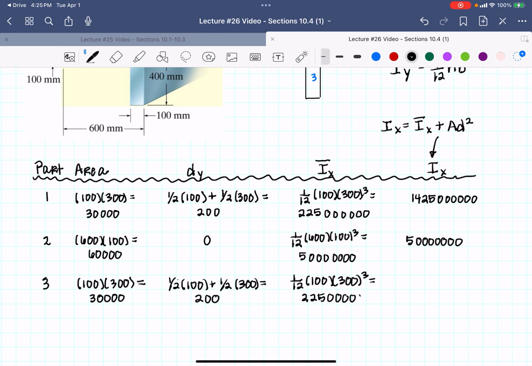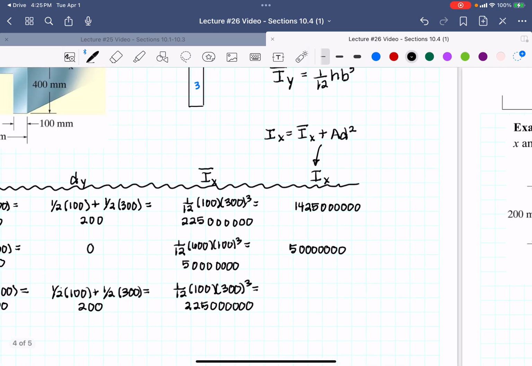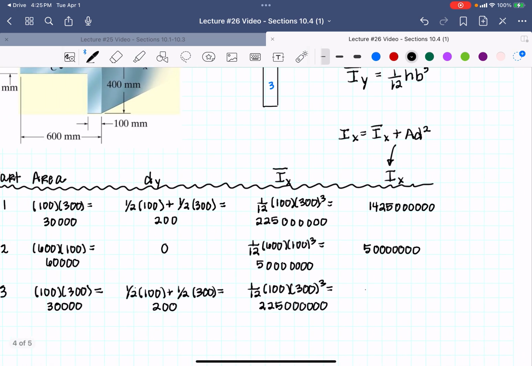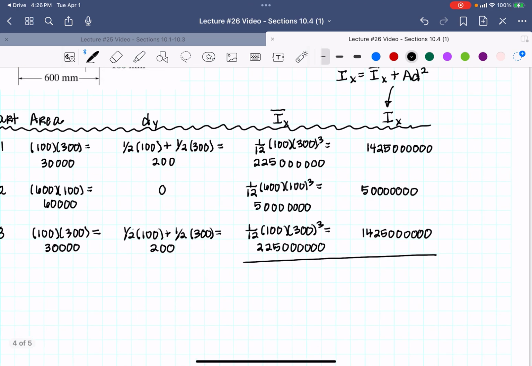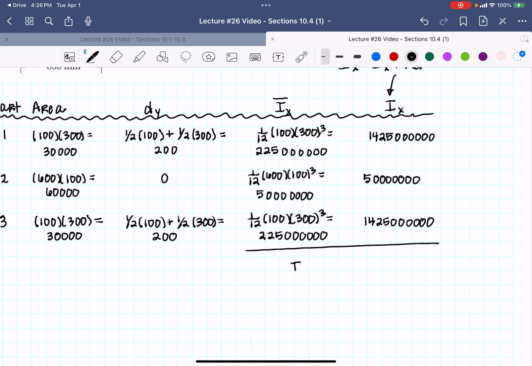So when I actually plug all of it into my calculator, I end up with 1425 with 6 zeros. And when I add all those giant numbers together, I get that I of x equals 2.900 times 10 to the 9th millimeters to the 4th.